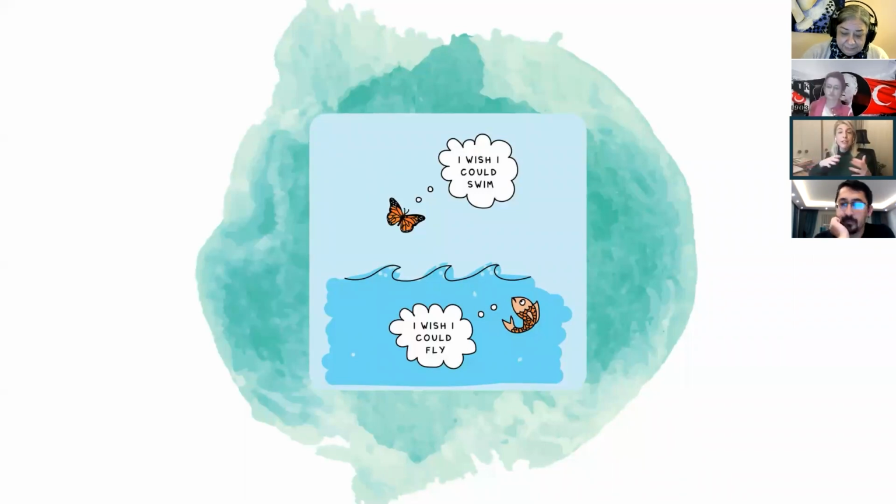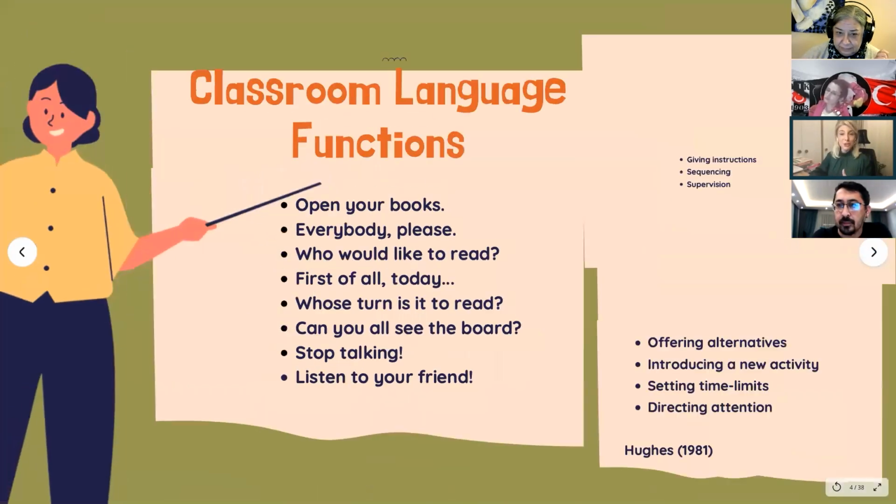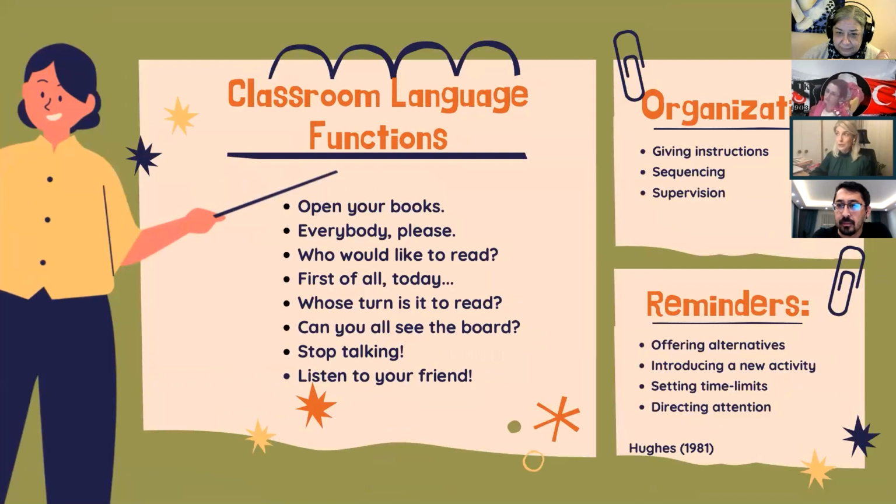So, rather than memorizing these statements, we need to embody another concept. We need to be able to categorize classroom language into frameworks. In the relevant literature, Hughes introduced a framework of classroom language. According to Hughes' classroom language functions, there are four main functions. I will introduce the first one as organization. By referring to organization, Hughes suggests that giving instructions, sequencing, and supervision will be considered under organization.